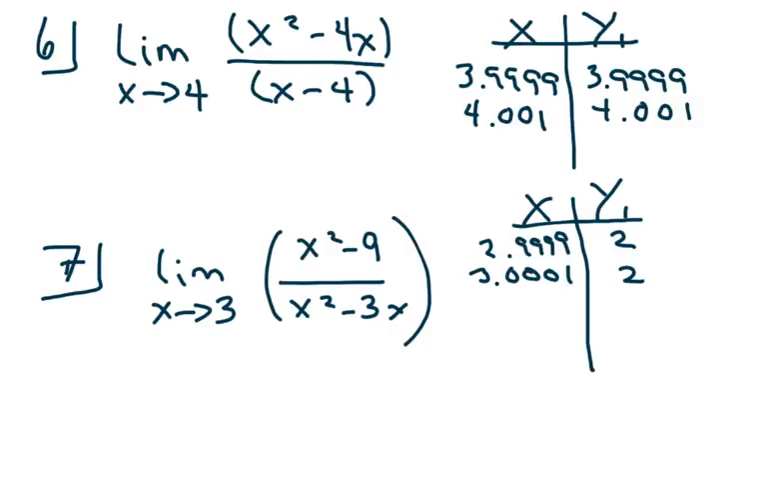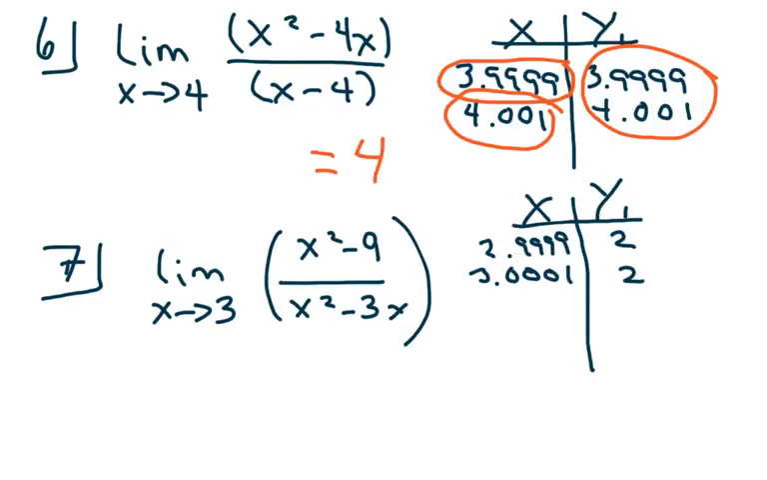Number 6, you just plug it in the calculator. We're looking for x as it gets very, very close to 4. This one's a little less than 4. This one's a little bigger than 4. And the y portion is the same, so our answer is 4. Number 7, it's very clear what the limit is. It is 2. We have getting close to 3 from the left, the lower bound, and a little over 3 here. So our answer is 2.